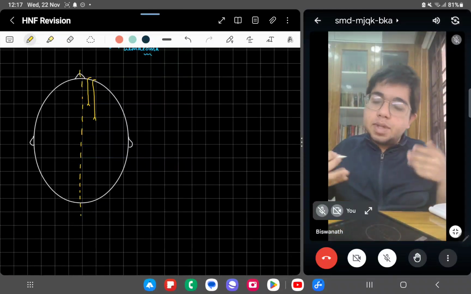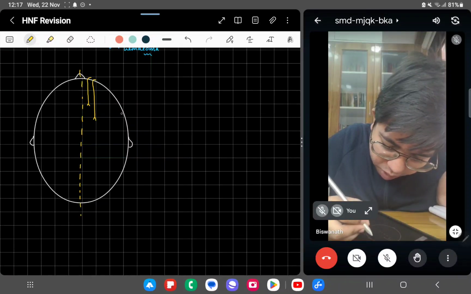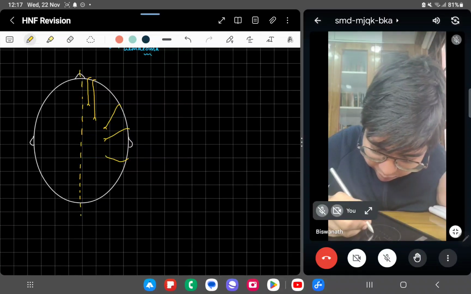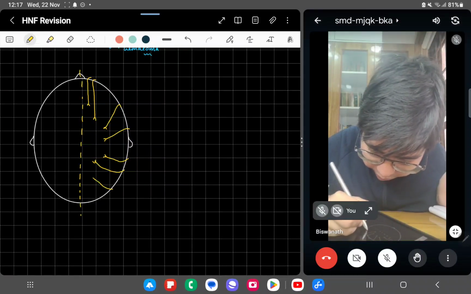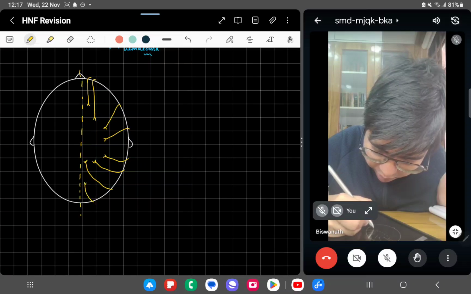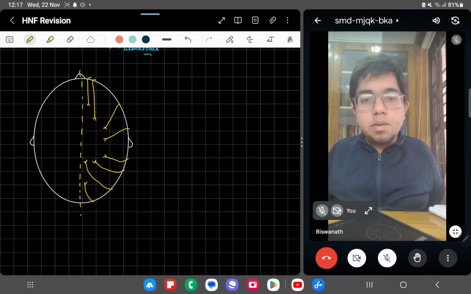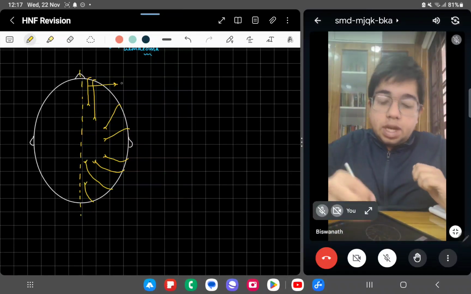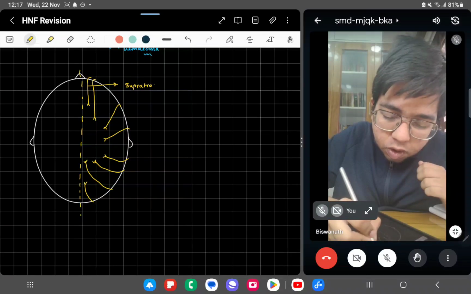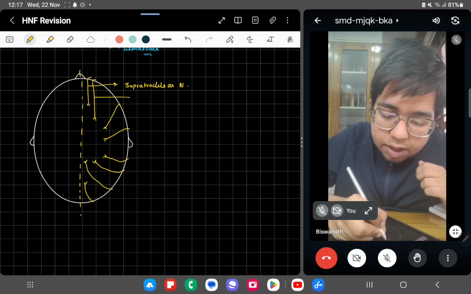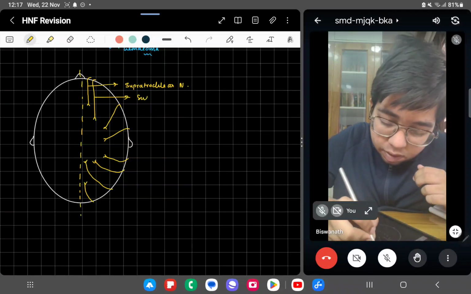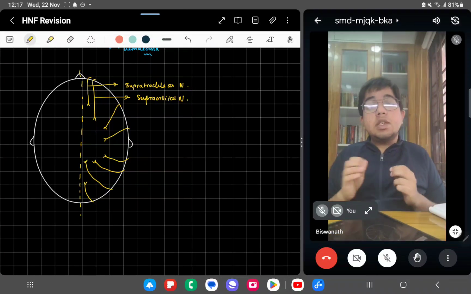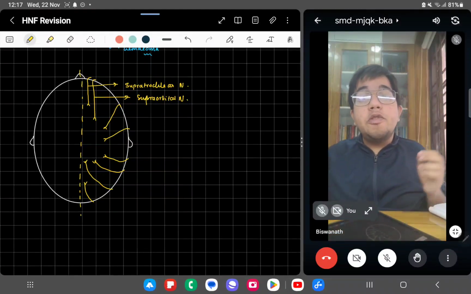Just let me make the nerves, then I will label them. Then we will have a nerve from here, here. Done. So these are your nerves that are supplying the scalp. Let me label this. The first one is the supratrochlear nerve. The second one is the supraorbital nerve. And just remember that both these nerves are branches of the V1 nerve.